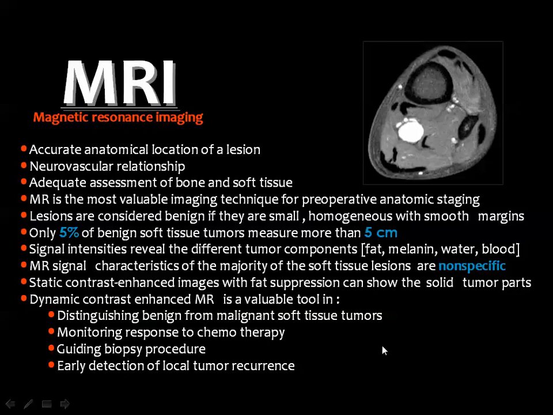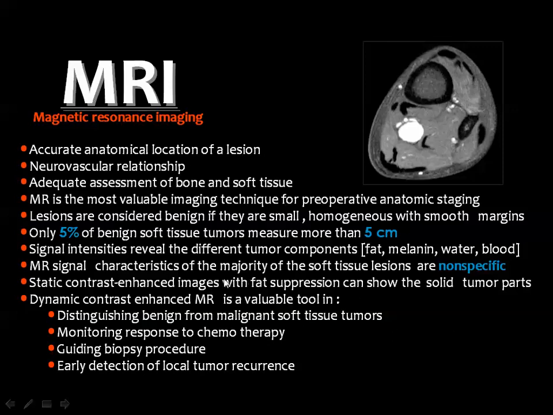The signal intensities can help if you can detect fat, fluid, blood, or melanin inside the tumor. But as a general rule, the MRI signal characteristics are not specific in the majority of soft tissue tumors, as I will mention at the end of these talks.